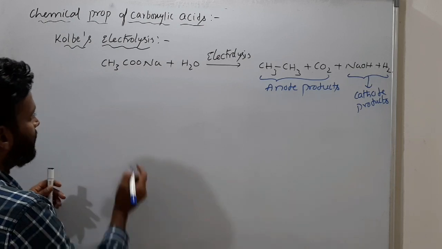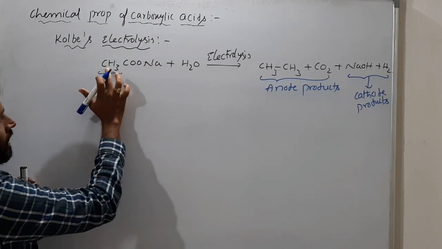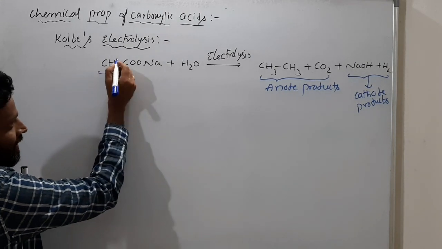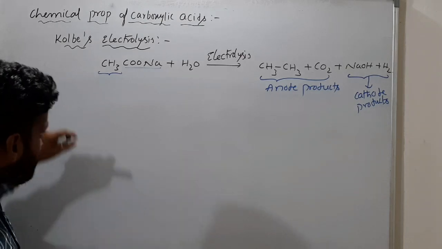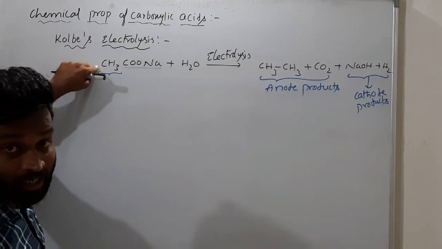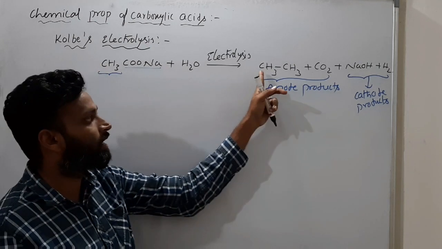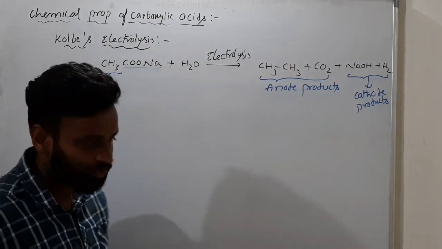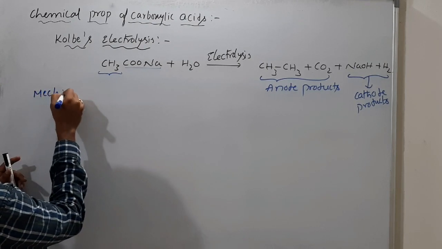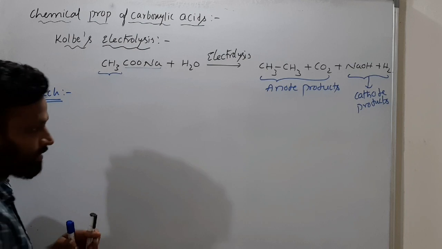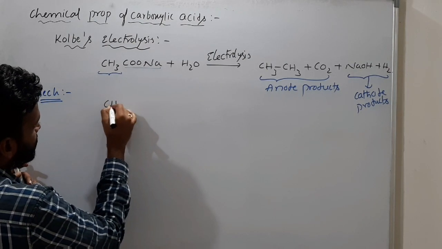So what I said previously, do you remember? This methyl group is there. This methyl group means this alkyl group. This alkyl group has how many carbons? One carbon, methyl, so we have to take it double. So why did I give this again? To understand its mechanism. So let's see what happens first.